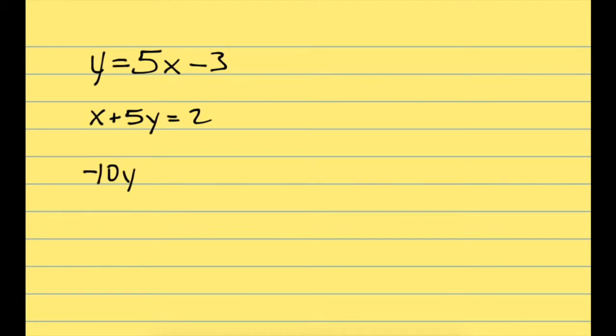Example 2 in the lesson asks us to identify which lines, if any, are parallel or perpendicular. So they give us 3 lines. y equals 5x minus 3, x plus 5y equals 2, and -10y minus 2x equals 0. So the first thing we need to know is what are the slopes of these lines? Well, this one is in slope-intercept form, so its slope is 5.